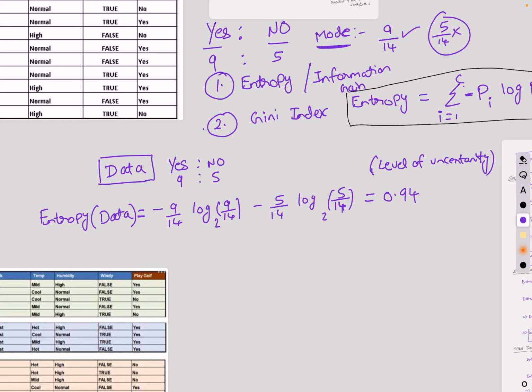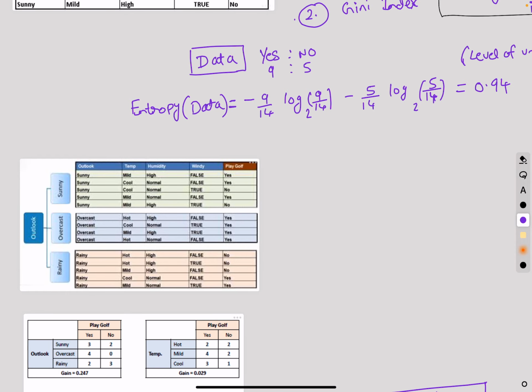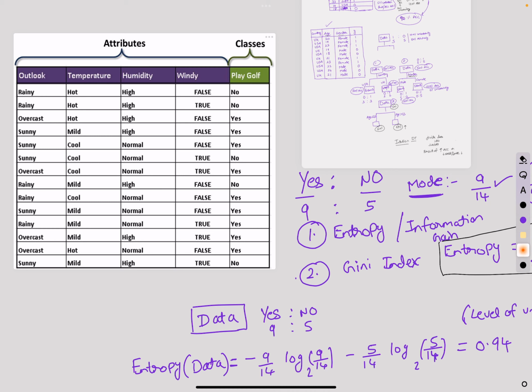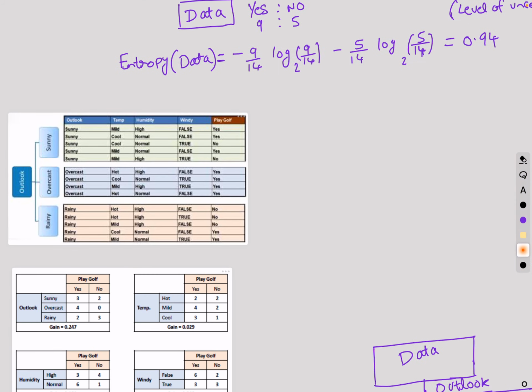Let us see what will happen if I divide my data on the basis of the outlook feature. I could divide my data on the basis of the outlook feature, temperature, humidity, or windy. All 4 options I can try. So let's calculate the values when I divide my data based on Outlook. This is how the decision tree will look.